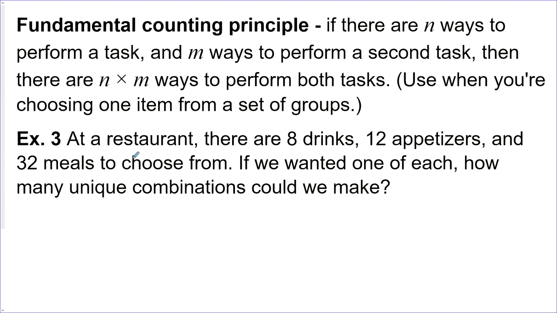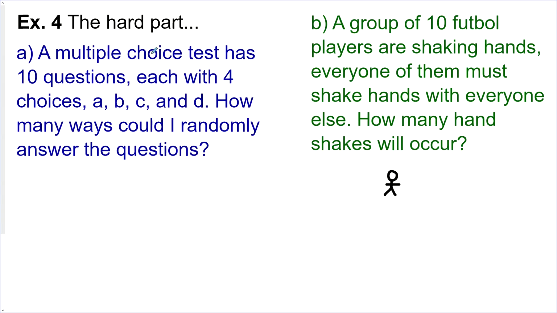Here's an example. At a restaurant, there are 8 drinks, 12 appetizers, and 32 meals to choose from. We wouldn't want to have to draw this out. If we wanted one of each, how many unique combinations could we make? So using the fundamental counting principle, there's 8 ways to choose a drink, 12 ways to choose appetizers, and 32 different ways to choose a meal. And we just multiply those together, and we get 3,072 different meal combinations.